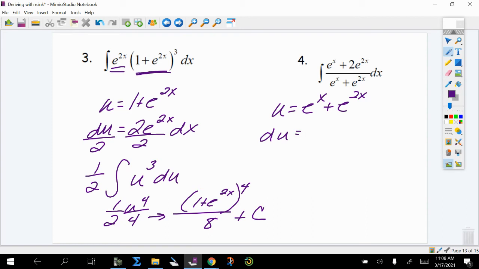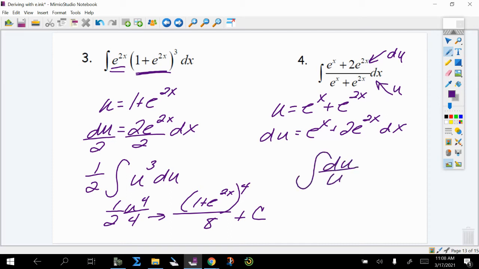The derivative of e to the x plus e to the 2x is e to the x plus 2e to the 2x, which is exactly what you have on top. So that's your du. That's your u. Remember, that is the only time we don't do a power rule, when it's on the bottom to the first power. Power rule won't work here.